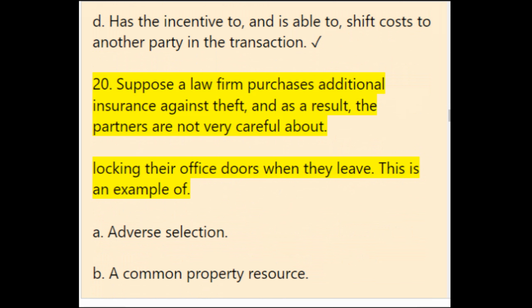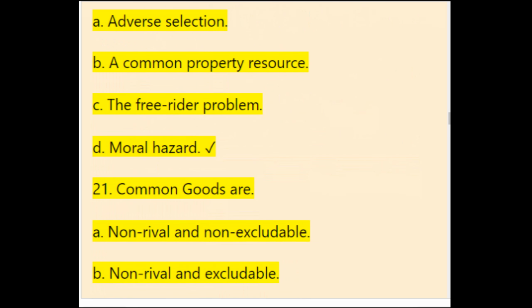20. Suppose a law firm purchases additional insurance against theft, and as a result, the partners are not very careful about locking their office doors when they leave. This is an example of: A. Adverse selection. B. A common property resource. C. The free rider problem. D. Moral hazard.